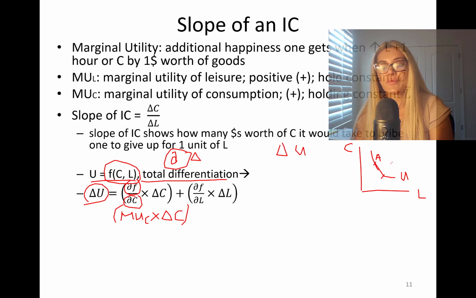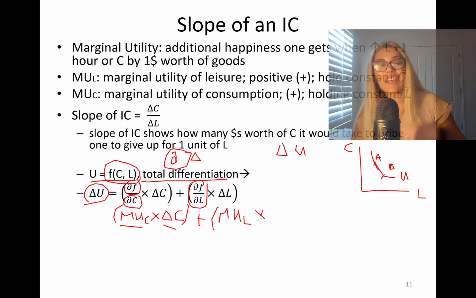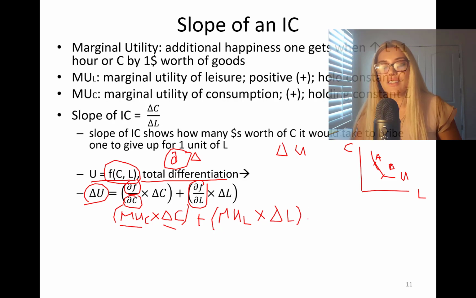A to B. So how much did my utility change? The change in consumption times marginal utility of consumption, plus this fancy thing, delta F over delta L, which is the partial derivative of utility with respect to leisure. Fancy way of saying marginal utility from leisure. That's the change in your happiness when you change leisure by 1 unit, times how many units leisure actually changed.